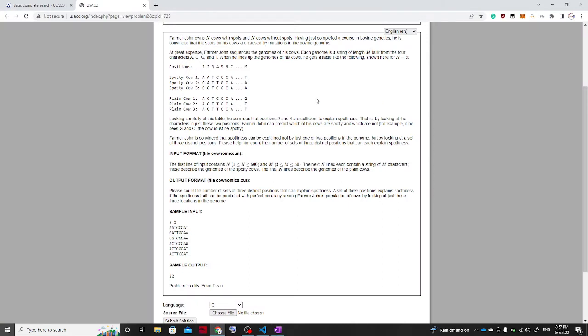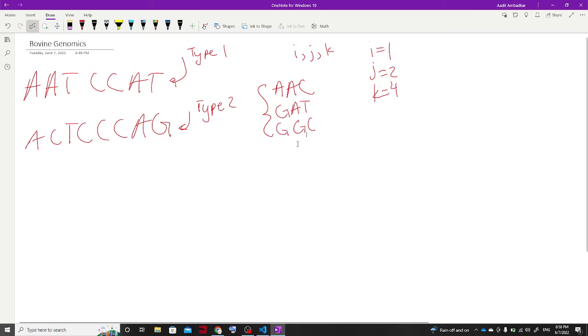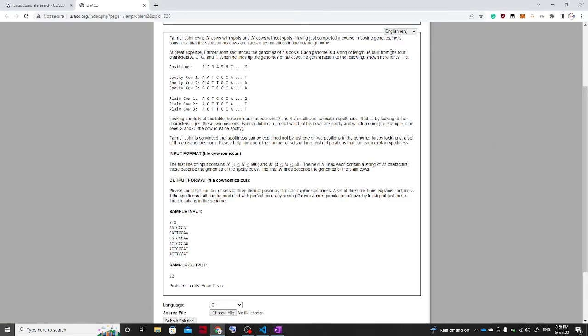And now what we could do is go through and take a look at each of the spotty, or each of the type 2 cows. You have ACC, well, that's not in the set. You have ACC again, that's not in the set. And you have ACT, that's not in the set. So this triplet works. Essentially what I've done here is gone through and checked every single possible triplet. And that's all we need to do to pass this problem.